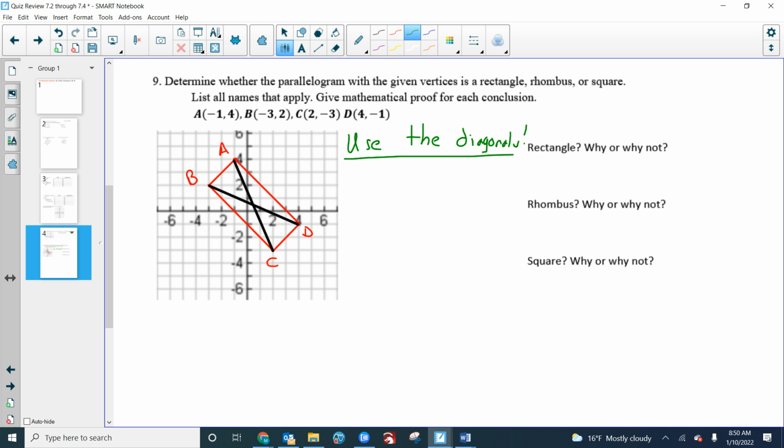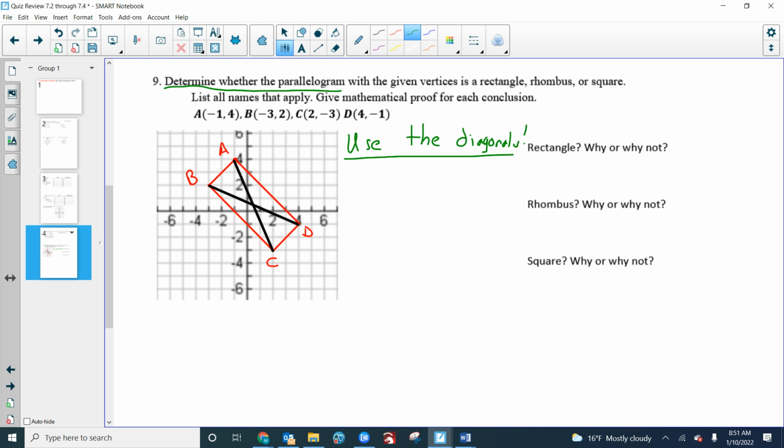I had a lot of people doing this. They found the length of AD and the length of BC, and they're the same. And the length of AB and the length of DC, and they're the same. Awesome. What did you just show? Opposite sides are congruent. You just showed it's a parallelogram. Well, guess what? It said determine whether the parallelogram. Oh, it's already a parallelogram. That's wasted effort.